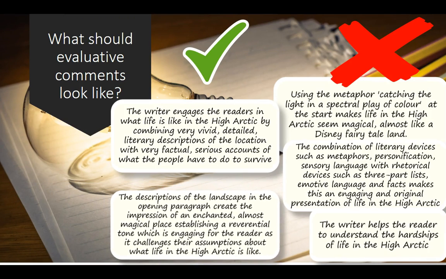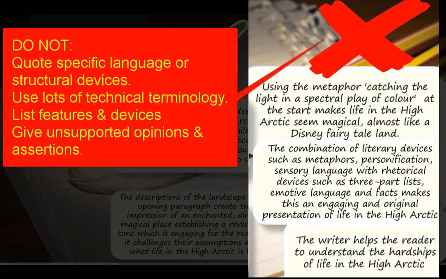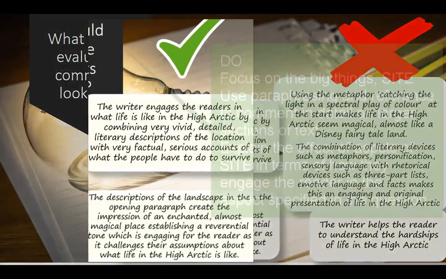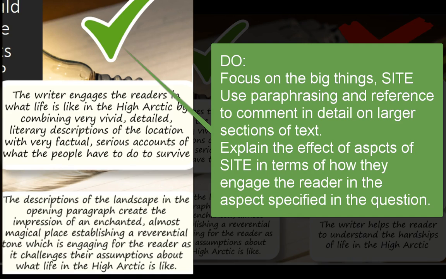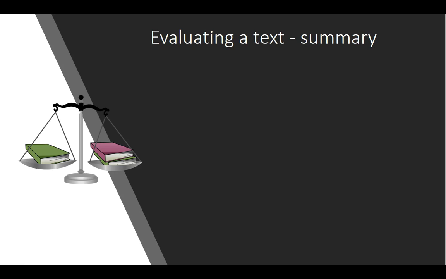So you can see from the list of comments in the no pile that anything that includes lots of technical language, really detailed analysis of particular language or structural devices, lists of technical terms, or general assertion needs to be avoided. You can see in the tick pile, in the yes pile, that comments that focus in a general way on the effect of the text on a reader in response to the question are the kinds of things that you should be providing. Okay, so let's sum up then how to evaluate a text.